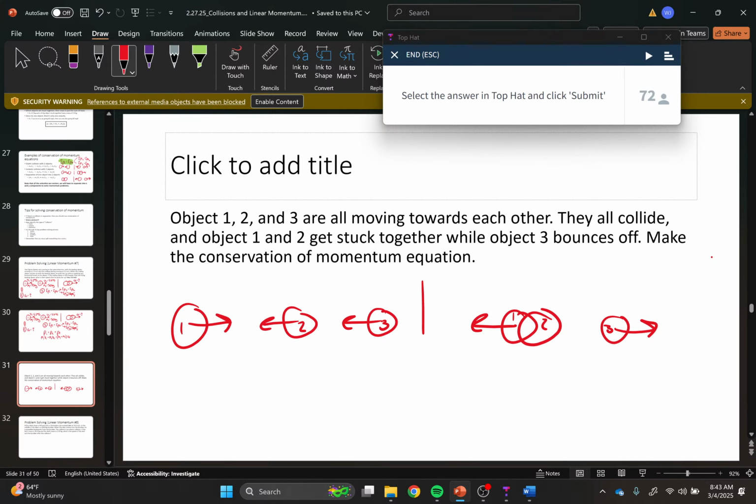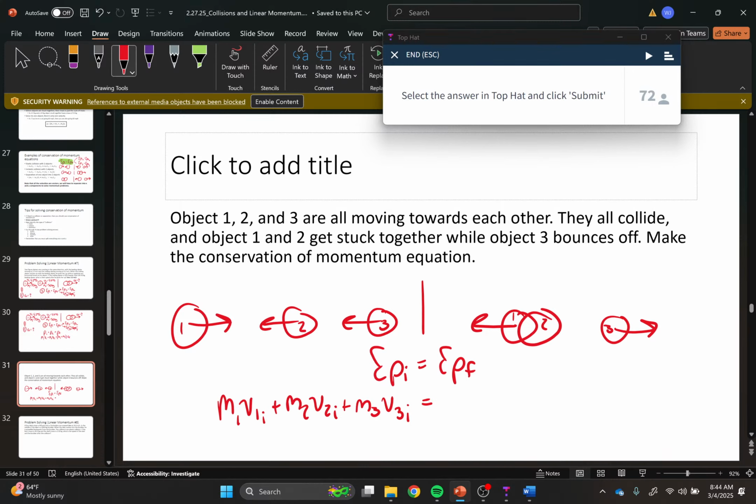So yeah, we're using conservation of momentum. Sum of momentums initial equals sum of momentums final. How many objects do I have in the beginning? 3. So we're going to do M1 times V1 initial plus M2 times V2 initial plus M3 times V3 initial equals, how many objects do I have at the end? 3. Kinda, sorta.